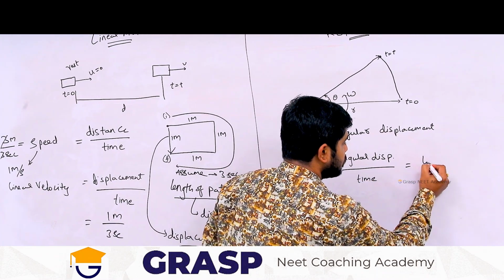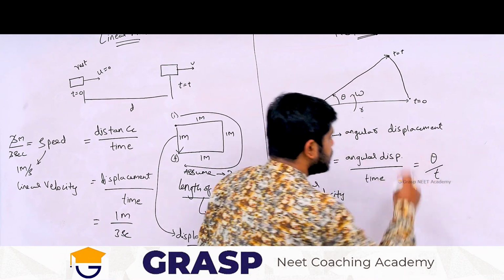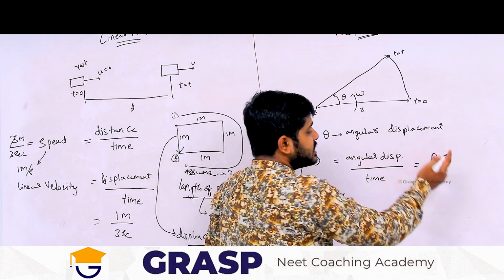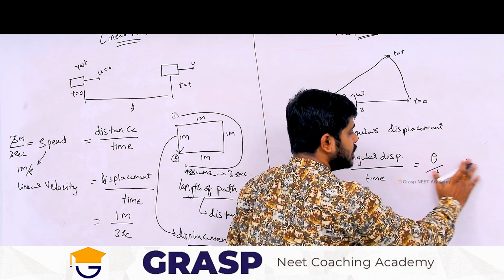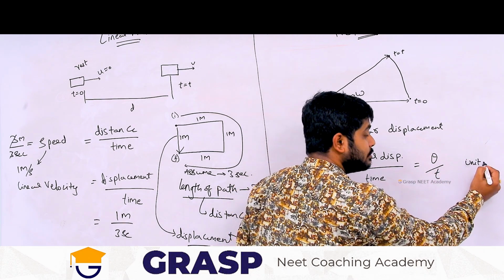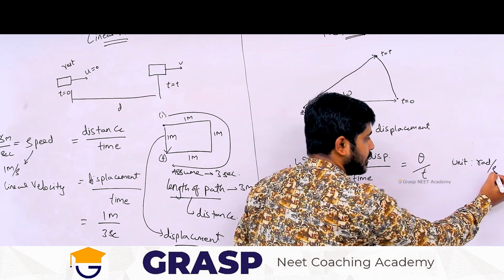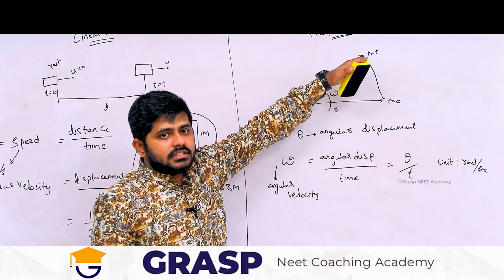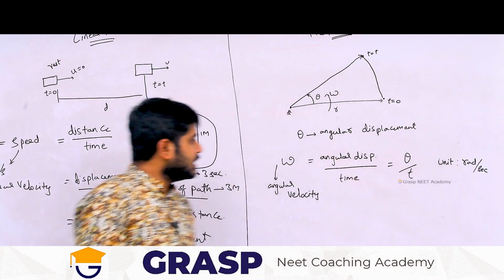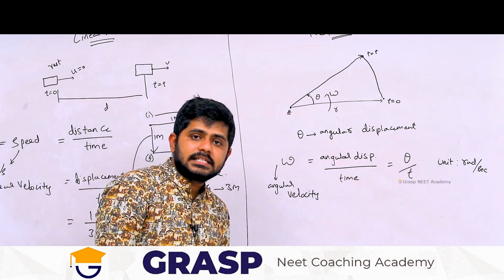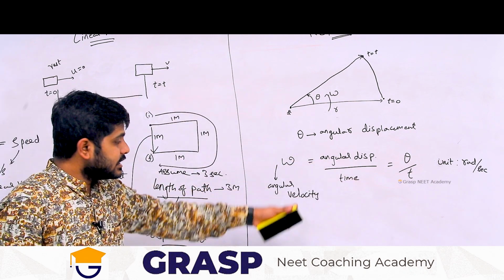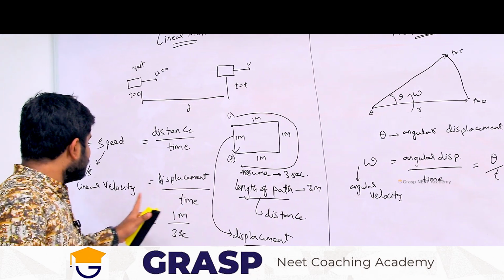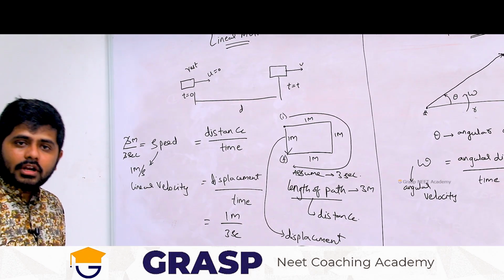This angular velocity, how will we write? Theta by t. Theta has units of radian, so the units will be radian per second. If it rotated 30 degrees, it means 30 radian per second. So angular displacement by time is angular velocity, and linear displacement by time is linear velocity.